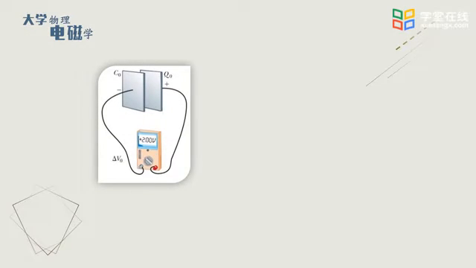Here is a parallel plate capacitor with a charge Q0 and a capacitance C0. The region between the two plates is free space. The potential difference across the capacitor is delta V0. Note that there is no battery in the circuit. This indicates Q0 will stay constant during the process.